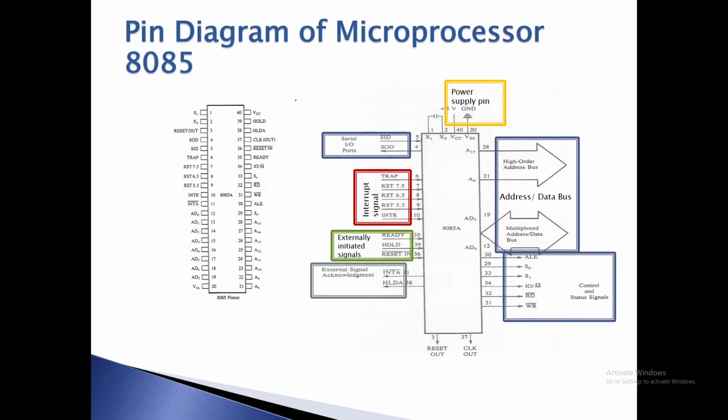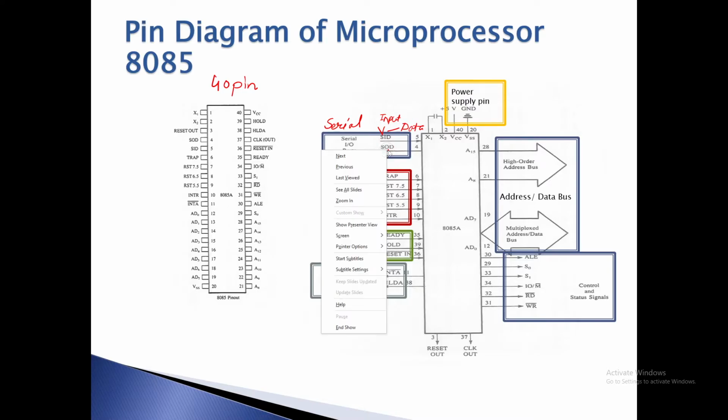The pin diagram of the 8085 microprocessor is somewhat like this. It's a 40-pin IC. Now, to understand these total 40 pins, I have divided this 40-pin package of the microprocessor into small blocks. Like for serial communication, we have 2 pins, SID and SOD. S for serial, I for input, D for data. Similarly, SOD: serial, O for output, data.